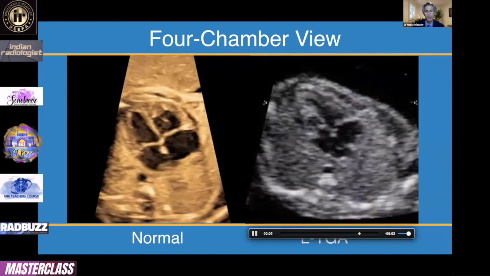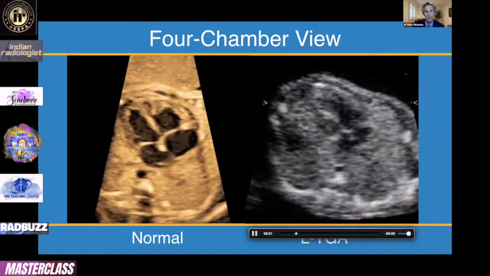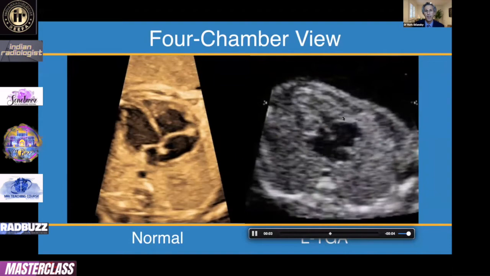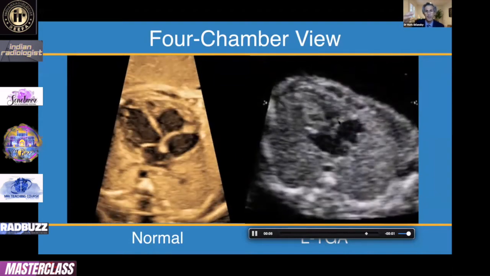So on the right, this is a posterior RV that's hypoplastic, which is common with LTGA, and a well-formed LV, which is anterior and rightward.